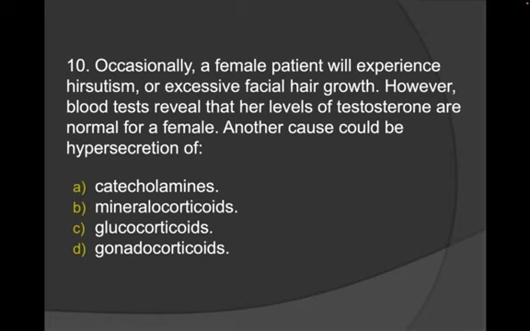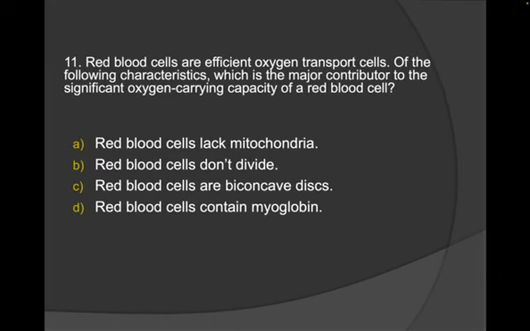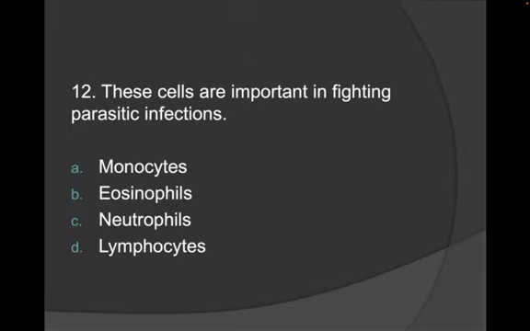All right, any questions so far? All right. Red blood cells are efficient oxygen transporters. Which of the following characteristics is a major contributor for oxygen carrying capacity of red blood cells? This is easy. C, biconcave disc. You can expect this kind of questions in the exam, which is directly asking about the function of WBC, RBC or platelets. These cells are important in fighting parasitic infection. Which one is it? B, eosinophil.